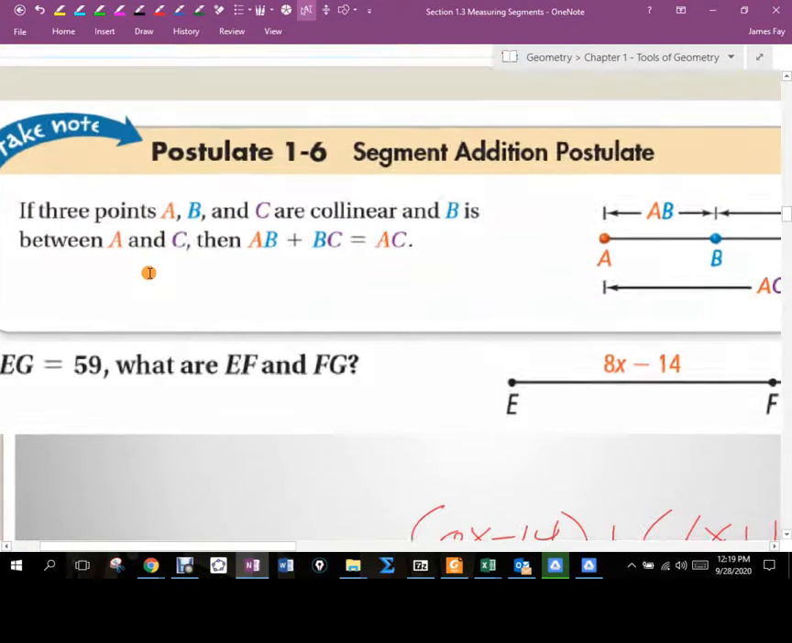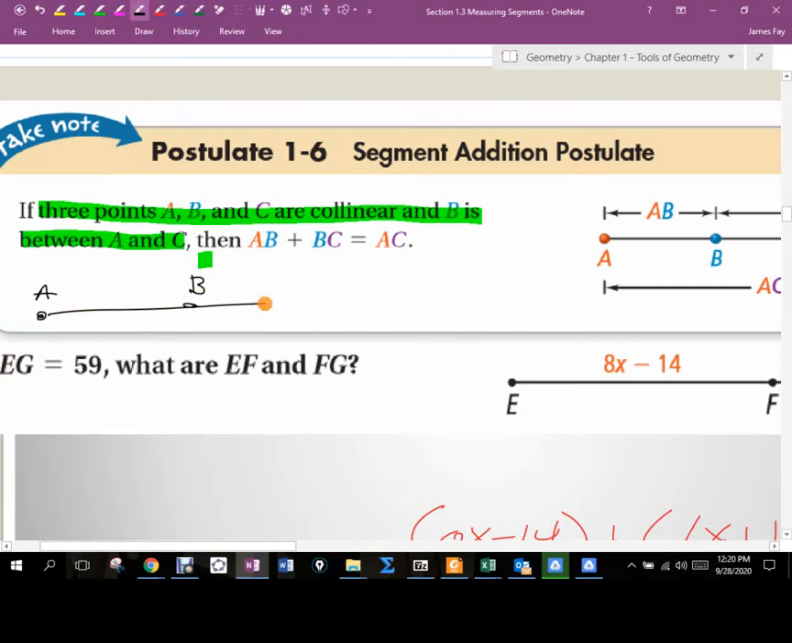So our postulate here, and we can go through all our postulates, but it says if 3 points A, B, and C are collinear, then B is between A and C. So that's our if statement, right? If that's the image happening in front of us, where we've got A, B, C, then we can make this conclusion right there. Does that make sense? Okay.